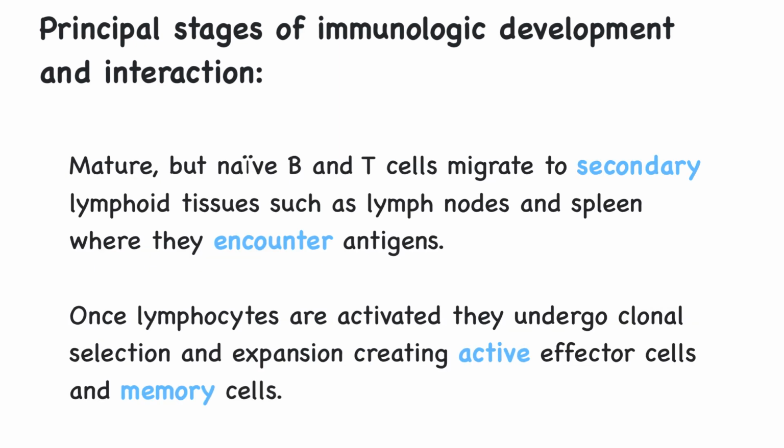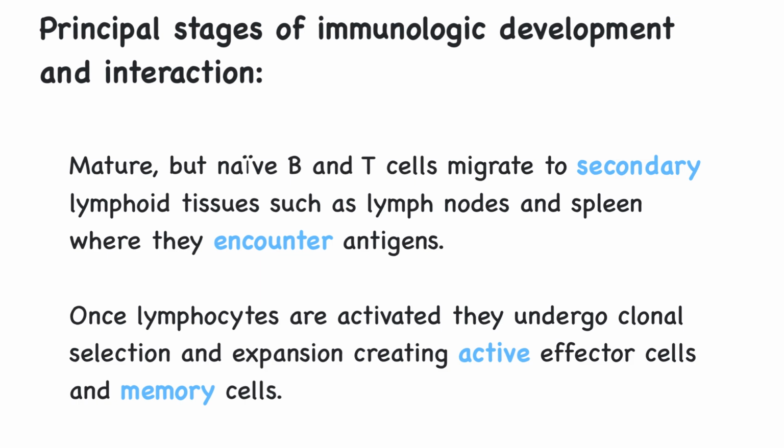Next, those mature but naive B and T cells migrate to secondary lymphoid tissues, such as the lymph nodes, spleen, and other lymphatic structures, where they are more likely to encounter antigens. When an antigen enters the body, it is processed and presented by antigen-presenting cells. This allows the appropriate lymphocytes to recognize the antigen and become activated.